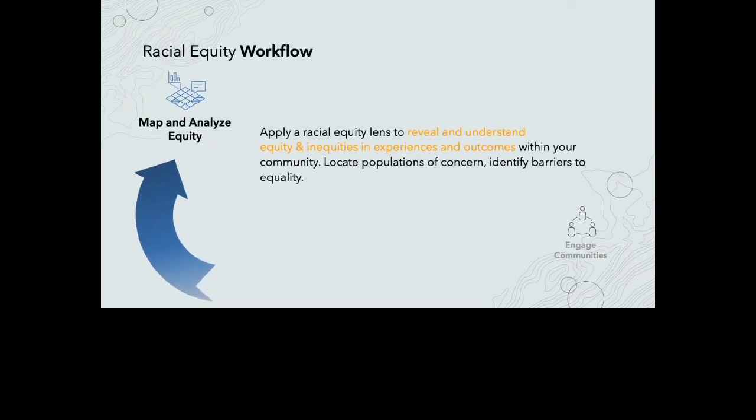So organizations working to advance racial equity are trying to proactively seek out racial inequities, identify business decisions and policies that increase equity and opportunity. They want to identify clear goals, objectives, and measurable outcomes, all while engaging the community in the process. So the first stage of the workflow is map and analyze equity, meaning applying an intersectional racial equity lens to reveal and understand inequities, to locate populations of concern, and to identify barriers to equality.